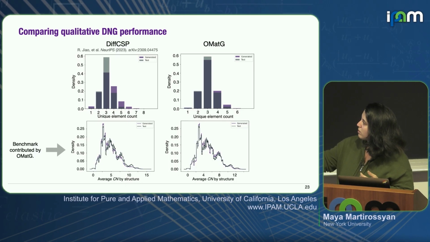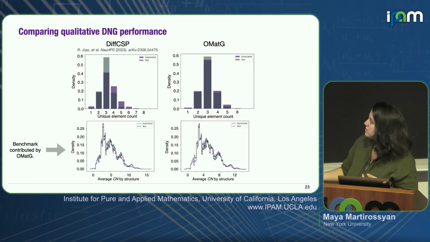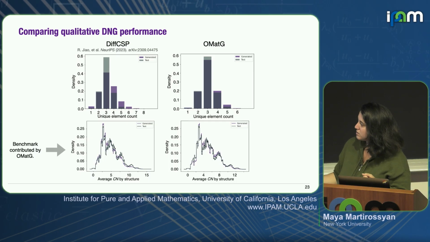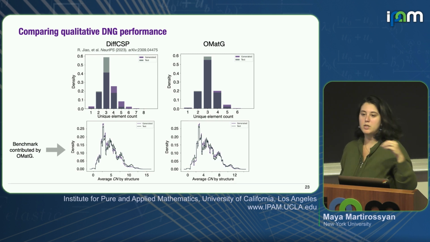So here, on the left side, is a different kind of competing model. It's a diffusion model for crystal structures. And then this is our model. Here, between the gray and the purple, you would see a better match, for example, in the unique element count. The bottom here is actually a benchmark that we contributed. This is the average coordination number, where coordination number is counted as the number of bonds for each atom in your crystal, and you average over this number of bonds.